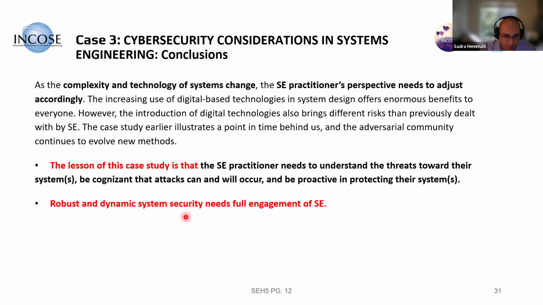So cybersecurity also needs full engagement of SE. They cannot just do their own software work. They need to consider SE, supply chain. They should consider all of that.